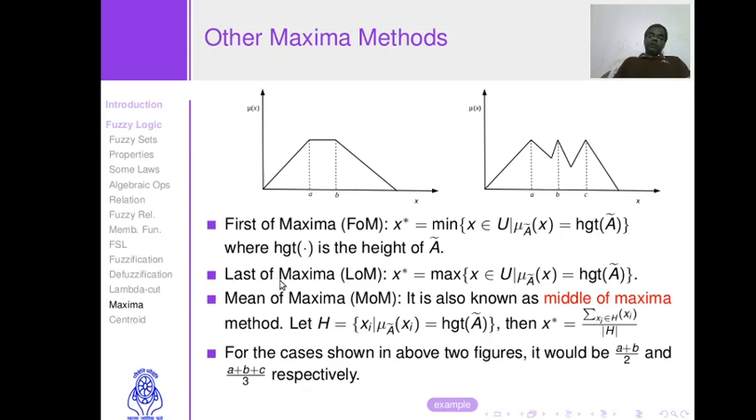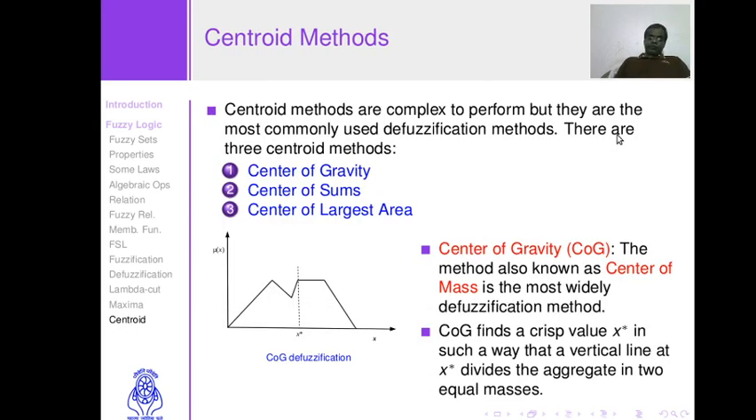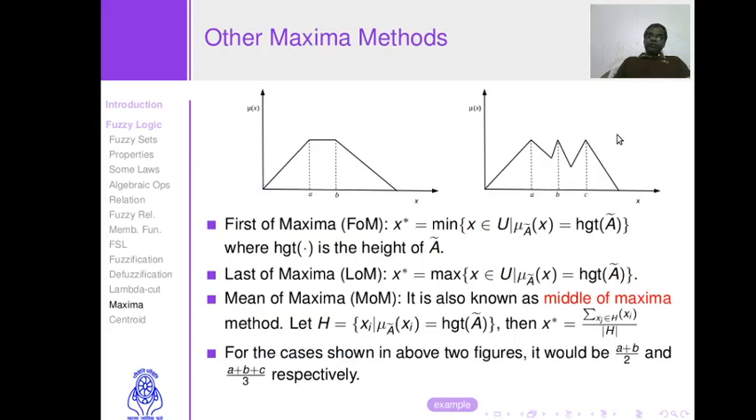Another method is last of maxima. Here we simply take the last element from those elements which have the same height. It is B in this case, and here it is C, because C is the last one among the three elements having the same height.